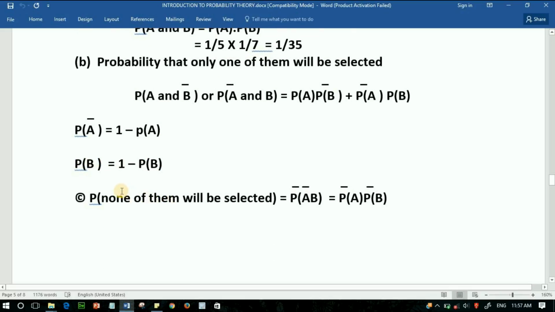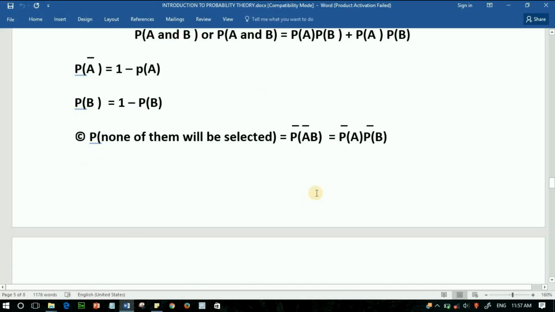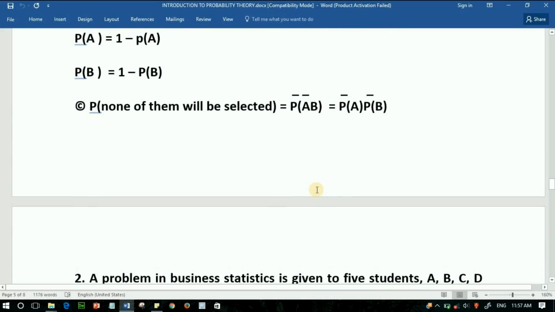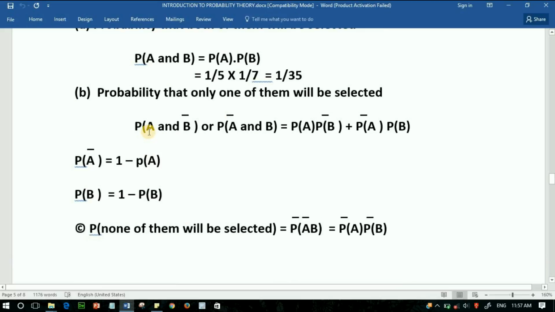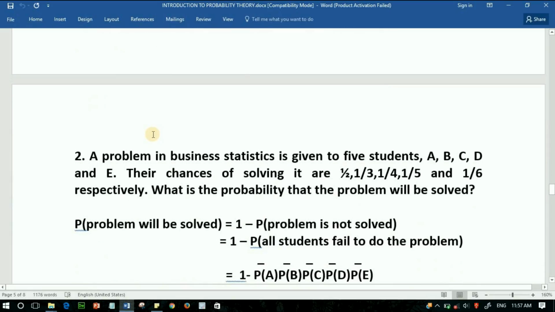The last question is the probability that none of them will be selected. That is equal to the probability of (A union B) the whole bar, which is the same as the probability of A bar into the probability of B bar. Then simply multiplying, you know P(A bar), and you can find P(B bar) and multiply.